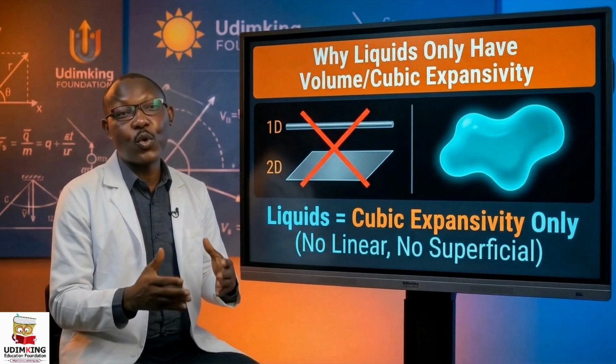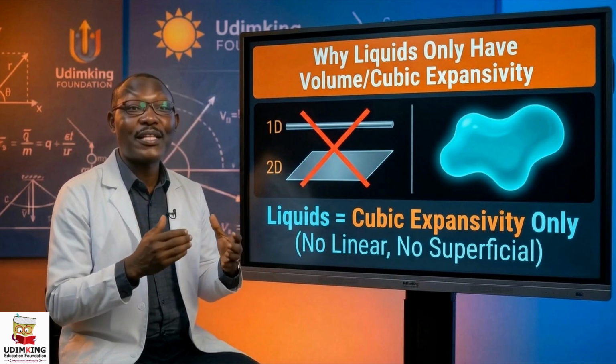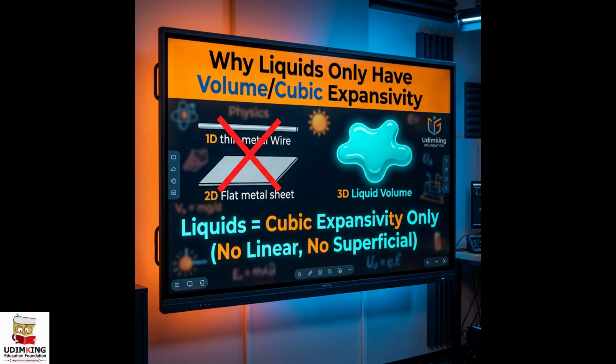In this lesson, we are going to look at the math behind this behavior. But first, let's clear up a very simple concept. Unlike a solid metal sheet or a wire, liquids do not have a fixed shape of their own. They simply take the shape of whatever container you pour them into. Because of this, a liquid doesn't have a fixed length and it doesn't have a flat surface area. Therefore, when it comes to liquids, we completely throw out linear and superficial expansivity. We only care about one thing: how its entire three-dimensional volume expands. In physics, we call this cubic expansivity.